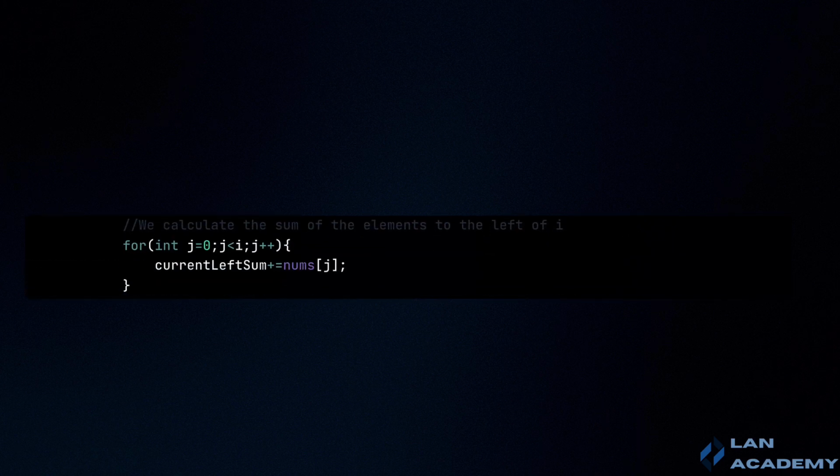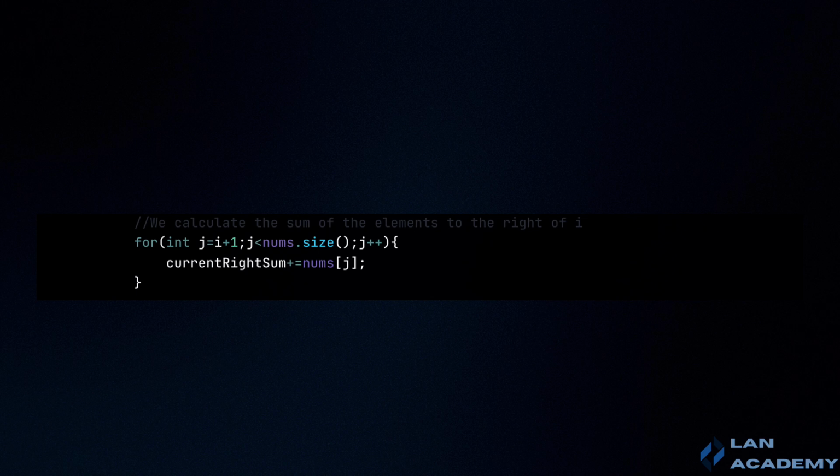Next, I use a nested for loop to calculate the sum of elements to the left of the current index I. The inner loop runs from the start of the array up to, but not including, the current index. For each element in this range, I add its value to current left sum. Similarly, I use another nested for loop to calculate the sum of elements to the right of the current index I. This loop starts just after the current index and runs to the end of the array. For each element in this range, I add its value to current right sum.